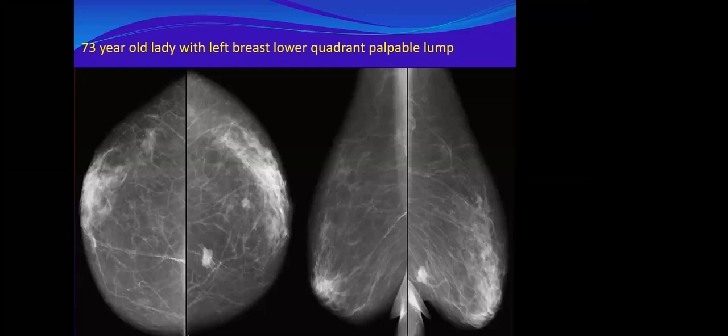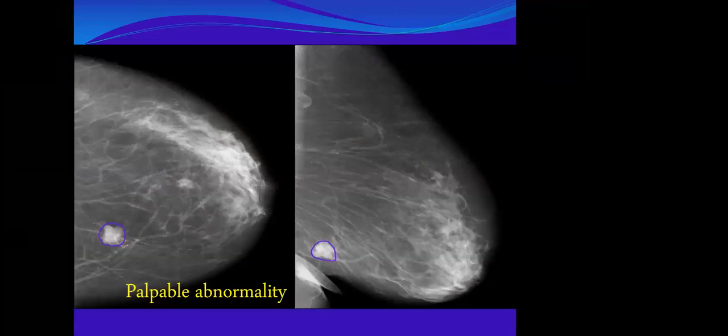What is next? Okay. Next, I want to have a spot compression of the asymmetry. Okay. So this is the area of palpable abnormality. Okay. Now, for better assessment, what about the other asymmetry?